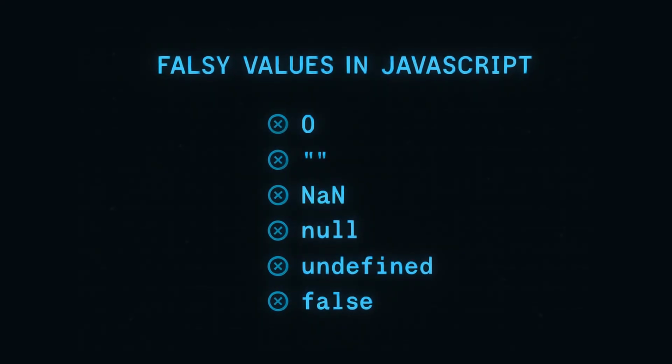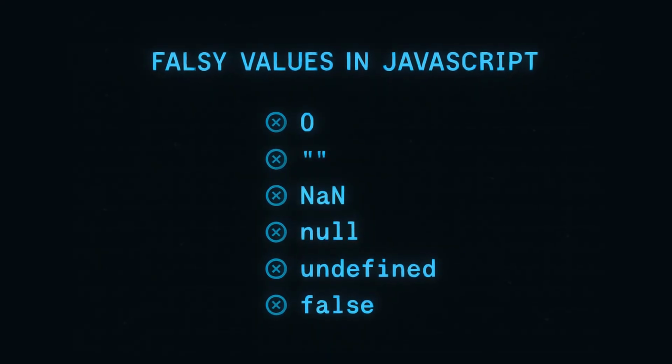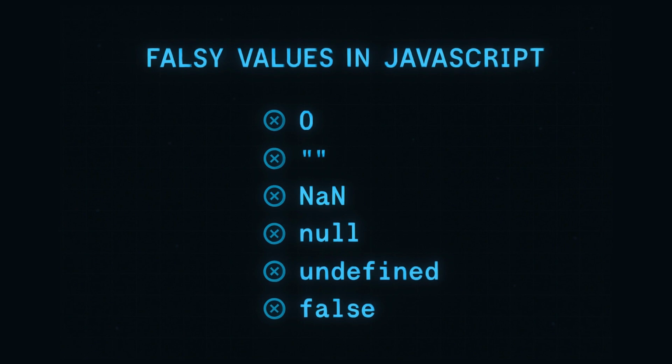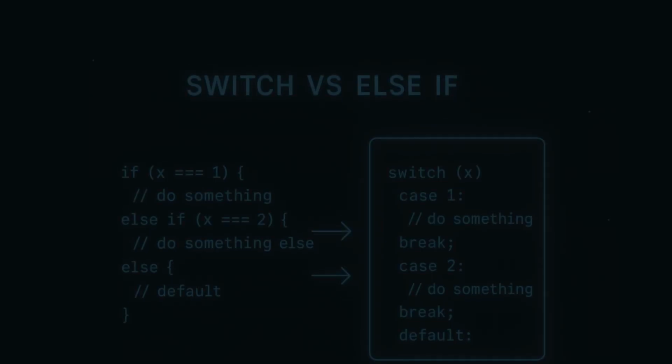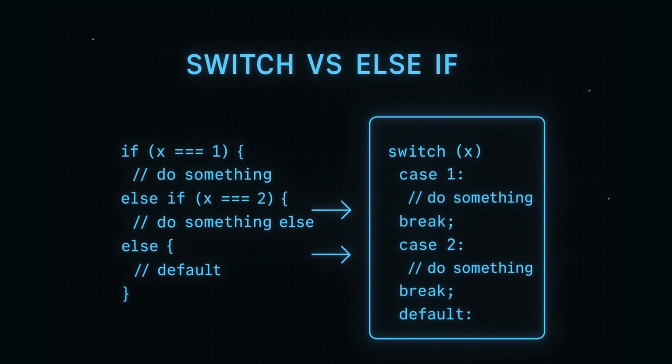JavaScript also treats certain values as false in Boolean contexts, like 0, NaN, null, undefined, or false itself. For decisions based on the value of a single variable, like matching text or a number, you might prefer switch rather than many else ifs.